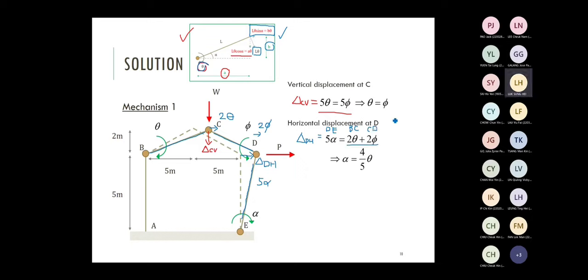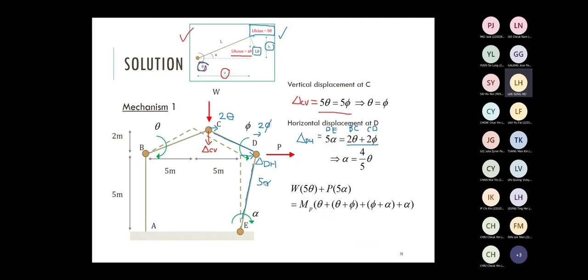Add them up together, it becomes the total displacement at point D, right? BC moves something, and then CD moves a little bit. When you add them up together, it becomes delta DH. It should be the same as 5 alpha, because you're talking about the same position. So together with this relationship, you can now correlate theta, phi, and alpha. And finally, you can express everything using one single angle.